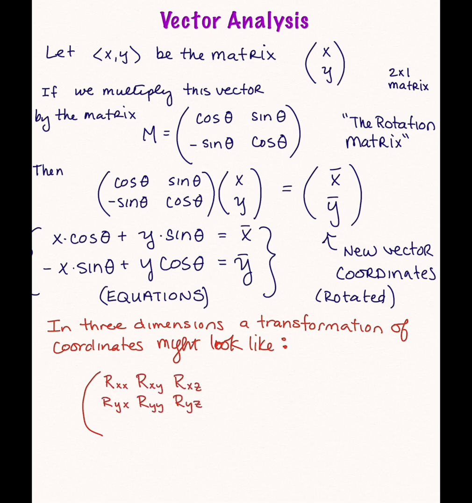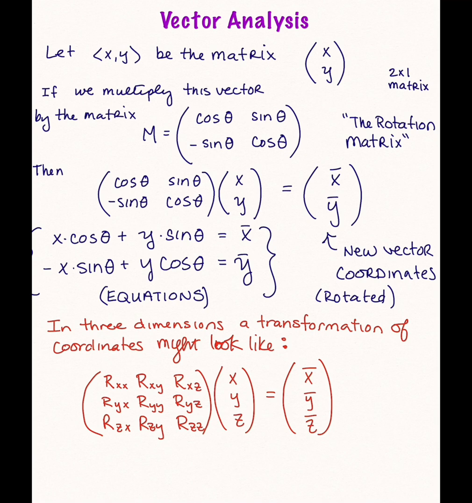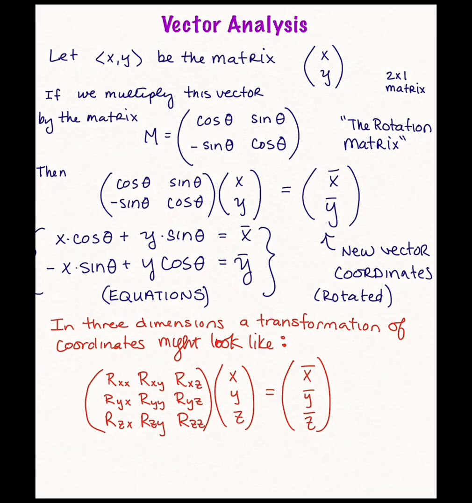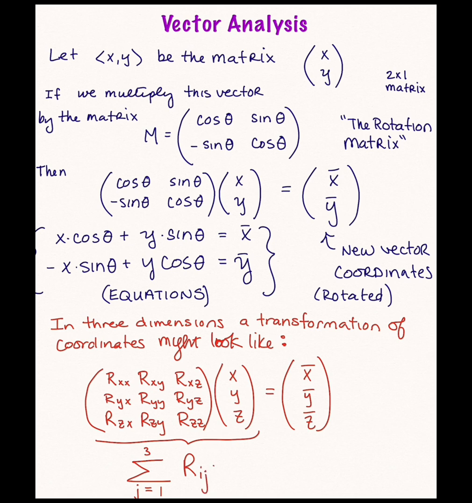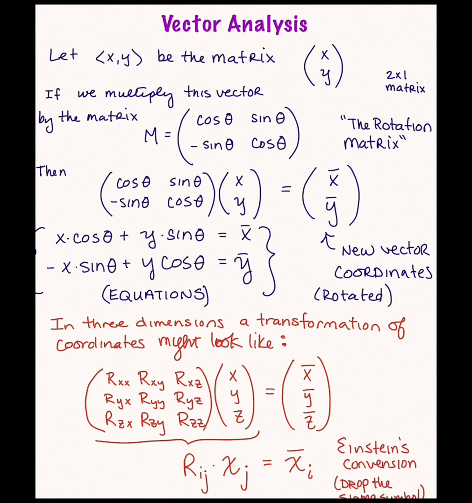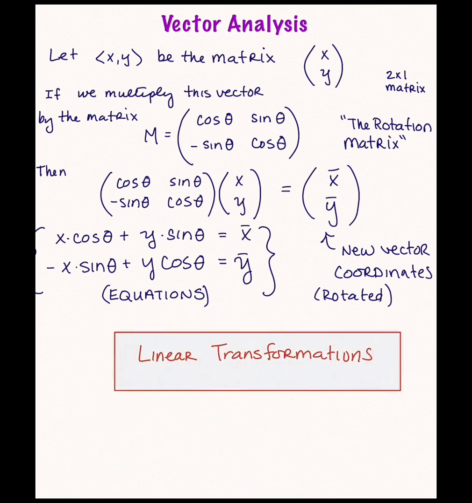Transformations in 3 dimensions tend to look a little bit more complicated because you're adding more direction. So these matrix multiplications are really summations of products of things, elements of the matrix and the coefficients, and that gives us some new values for the x, y, z components.